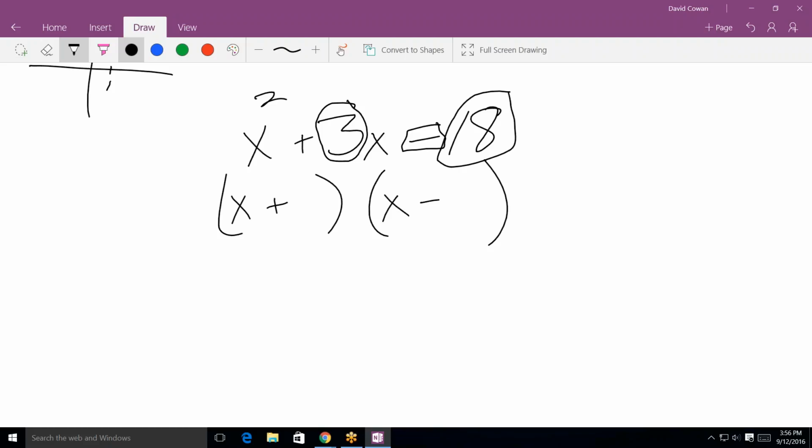Well, what factors of 18 subtract to 3? You had it, 6 and 3. Where do each go? The 6 goes in the positive, and the 3 goes in the negative, because you have to end up with a positive 3.